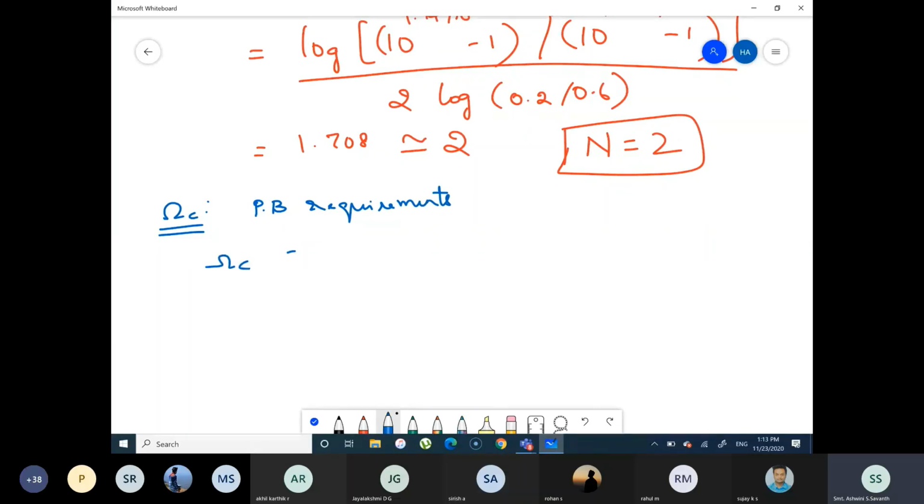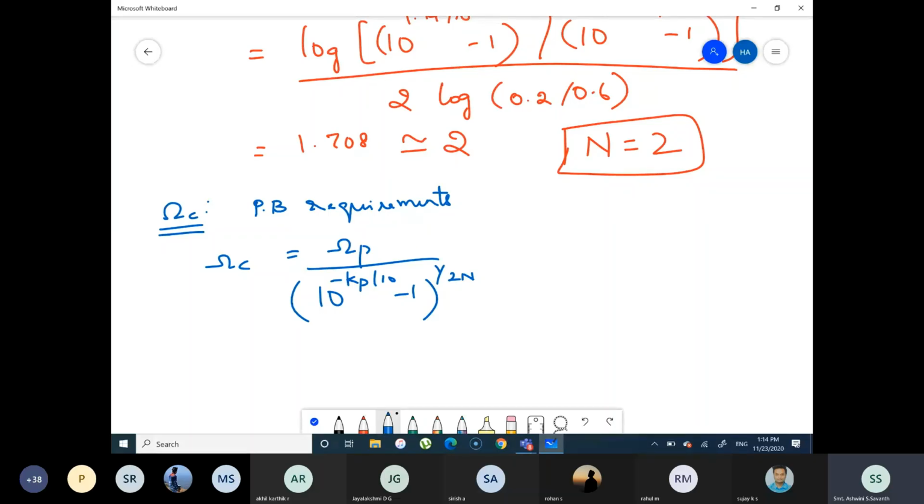Therefore, omega c is calculated as omega p by (10 raised to the power kp by 10, minus 1) to the power 1 by 2n. A lot of complexity is not required in the filter design problems. You can just simply state that it satisfies the passband requirement and consider omega c. That is, you don't have to find the mean and all those things. That's what I'm saying. You can just make the statement and calculate omega c.